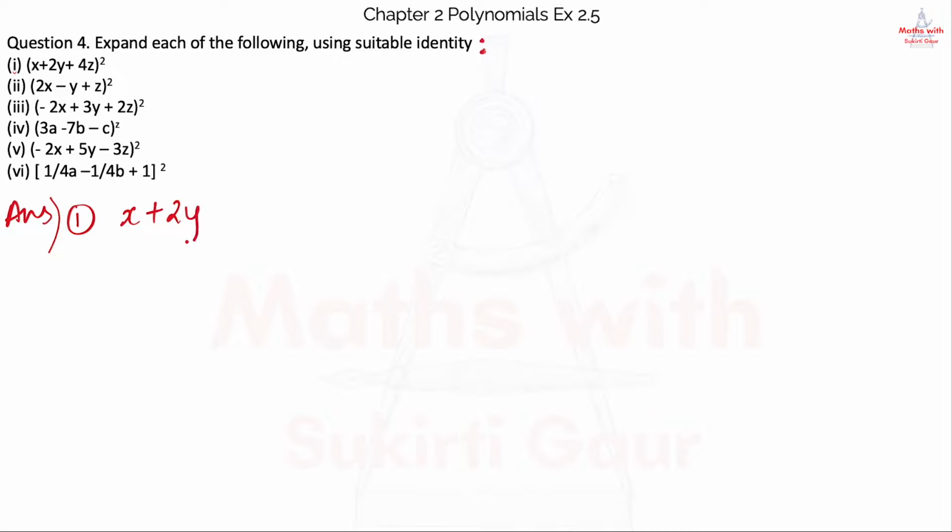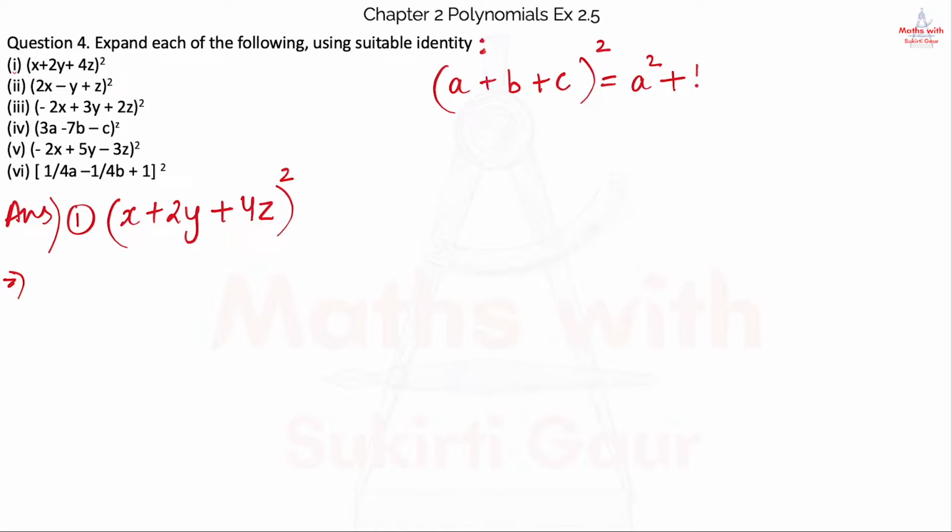(x + 2y + 4z) whole square. Can you find out which identity will be suitable for it? Yes. (a + b + c) whole square. This you have covered with me in the video in which I have covered all the identities. Now using this one, can you expand this? a square plus b square plus c square plus 2ab plus 2bc plus 2ca.